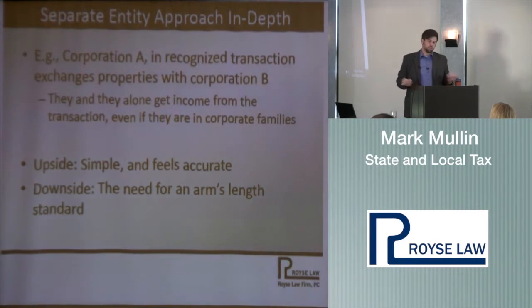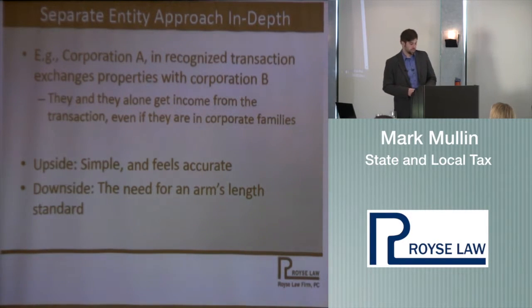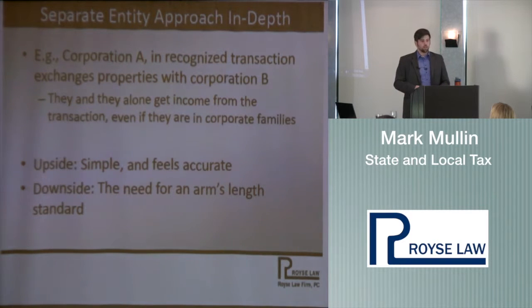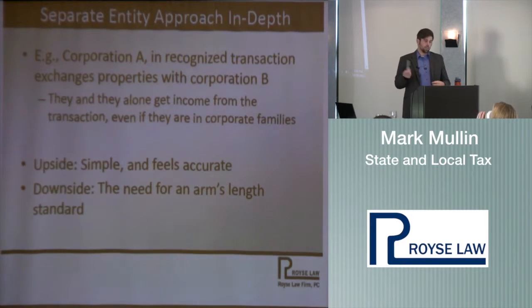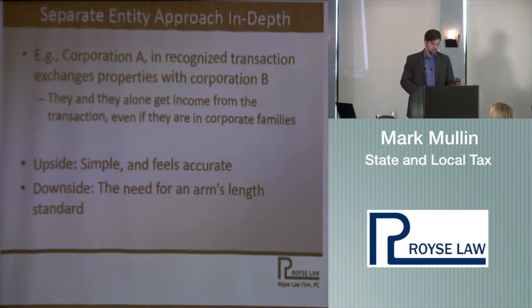I'll give you examples so you know how the separate entity approach works. It's really what you are familiar with, so this is not going to be any earth-shattering stuff. If Corporation A, in a recognized transaction, exchanges properties with Corporation B, they will get income or losses from the transaction, and they will be the only ones that get income and losses from the transaction. The transaction will be sourced solely off of the transaction characteristics.